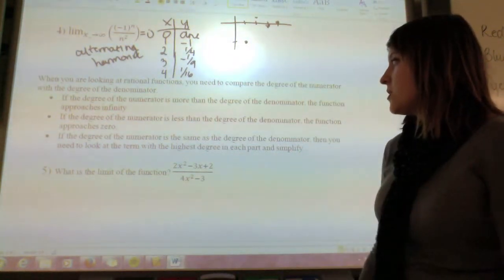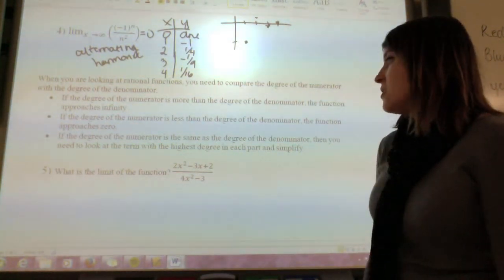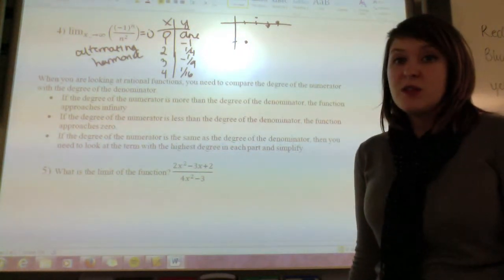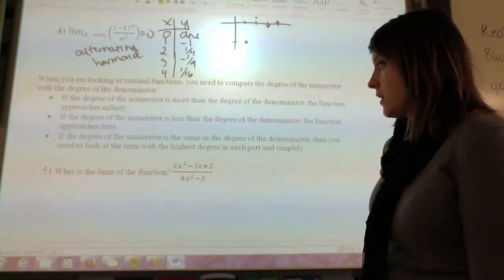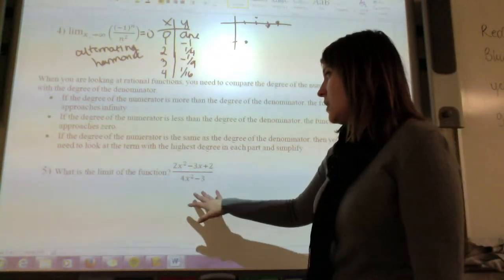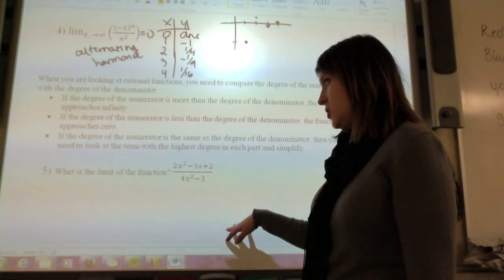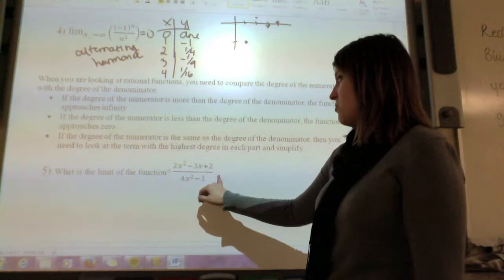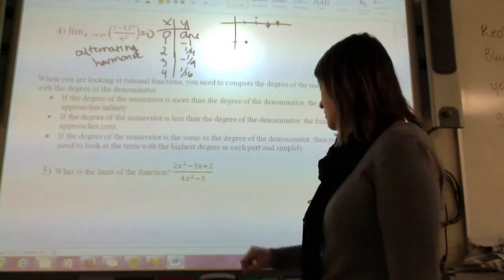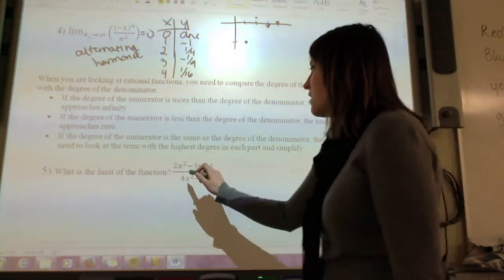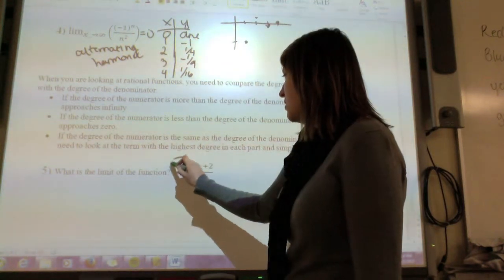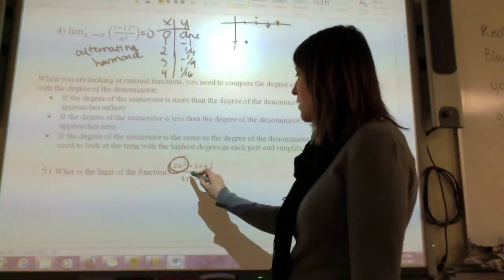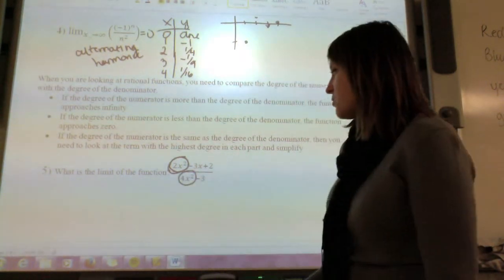If the degree of the numerator is the same as the degree of the denominator, then you need to look at the term with the highest degree in each part and simplify. That one's actually really easy to do, and I'll show you how in a second. This one right here is a perfect example of that situation. What is the limit of the function where we've got 2x squared minus 3x plus 2 in my numerator and 4x squared minus 3 in my denominator? You'll notice that the only part that I really care about in my numerator is this 2x squared, and the only part that I really care about in my denominator is this 4x squared.